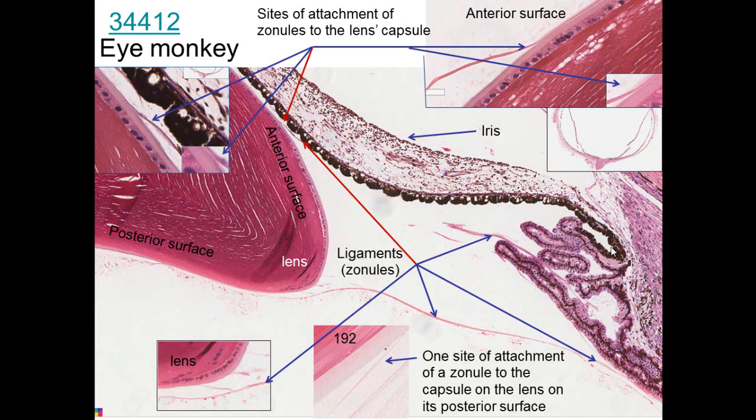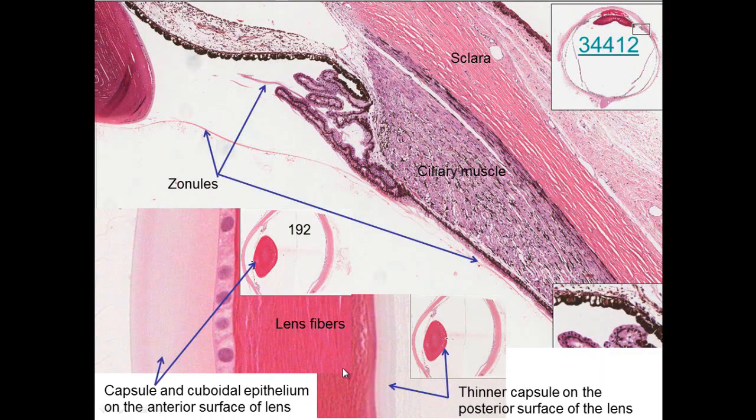So it actually changes the shape of the lens from what it wants to be. It wants to be more round. If you look at the posterior surface of a lens, you can see that you don't have those cuboidal epithelial cells, and also the shared capsule or basement membrane of these fibers is just not as thick.